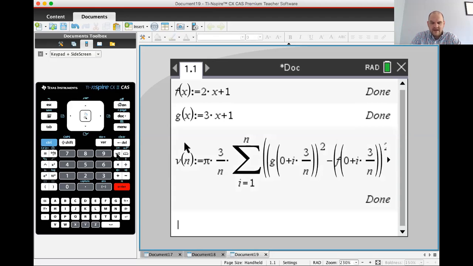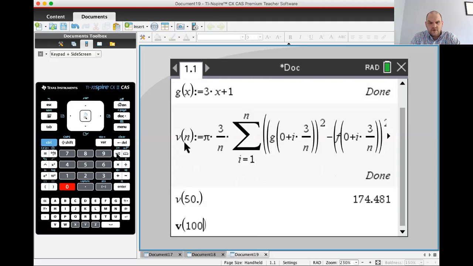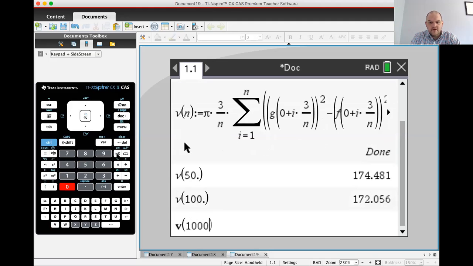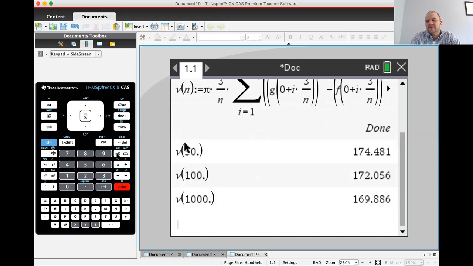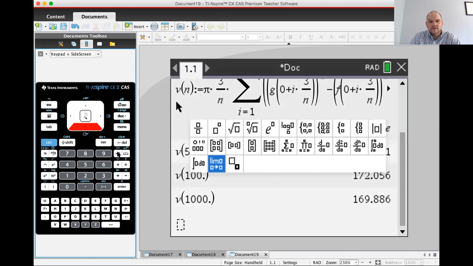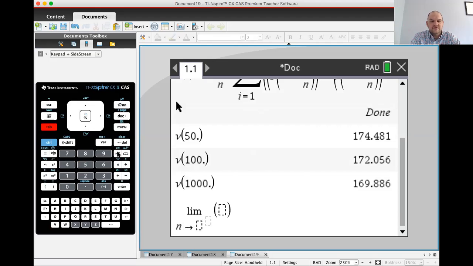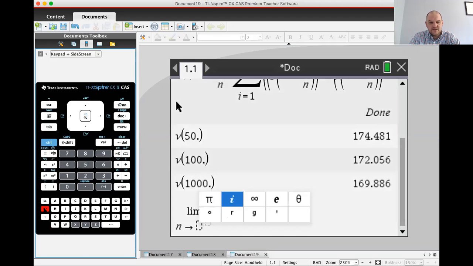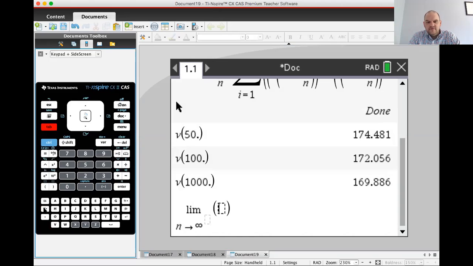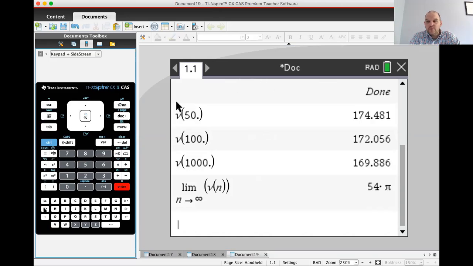So I've got that. All right, let's see. So v of 50, v of 100, and v of 1000. Okay, let's see if the calculator can also find an exact value. So we're going to try to take a limit. Limit as n goes to infinity. I could type infinity, or I can just press this a couple times. Limit as n goes to infinity of v of n, 54 pi. That's a nice answer. You could actually work this out. It's a frustum minus a frustum. That's a lot of work, but you could calculate it if you were interested.